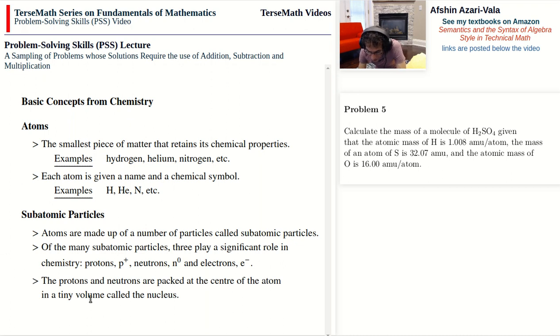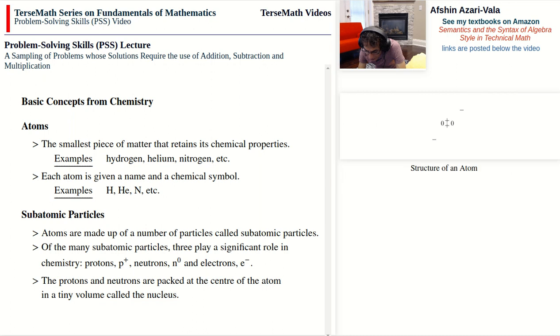Alright, so the protons and neutrons are packed at the center of the atom, in a very tiny volume called the nucleus. To give you an example of that, take a look at this particular atom. This atom has 2 protons and 2 neutrons, and the 4 of these are packed into a very, very tiny volume. And the electrons go around the nucleus. You have to visualize this in 3D. So some electrons may be going one way and the other ones may be going the other way.